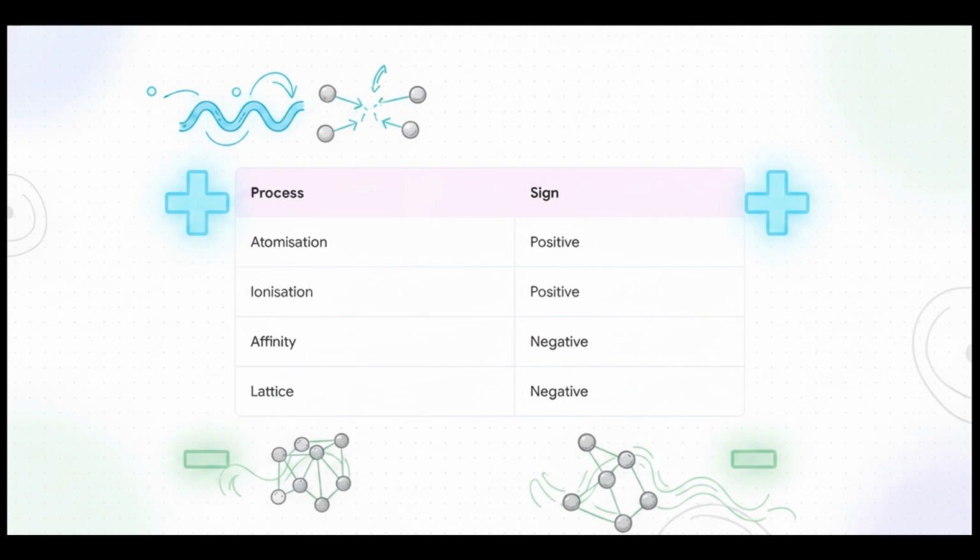Atomization and ionization require us to break bonds or overcome attraction, meaning we have to spend energy. Those are positive values. But the first electron affinity and lattice formation involve things coming together and stabilizing, releasing energy to the surroundings. So, those are negative values.